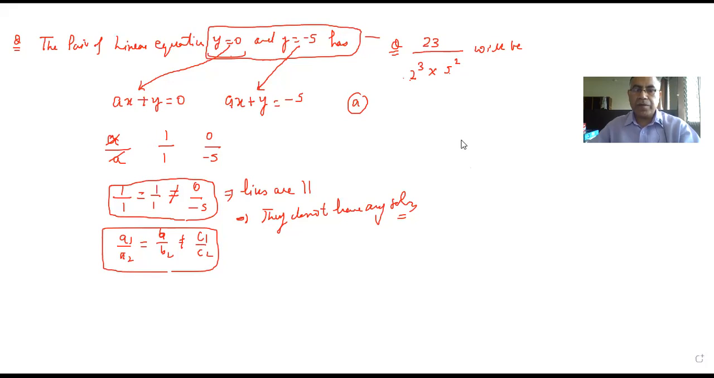Harshdeep Kaur. This is terminating. Why is it terminating? Because the denominator is expressed in the power of 2 and 5.